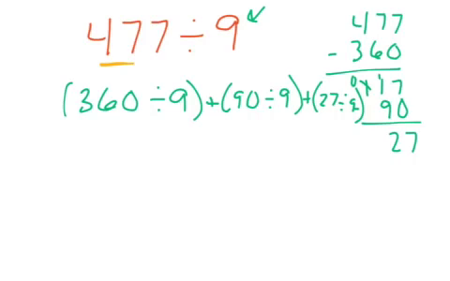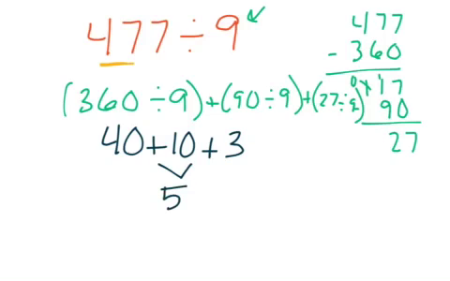Now you have 3 parts to work out. 9 goes into 360 40 times. 9 goes into 90 10 times. And 9 goes into 27 3 times. But guess what? When you add all these up, you get 53.